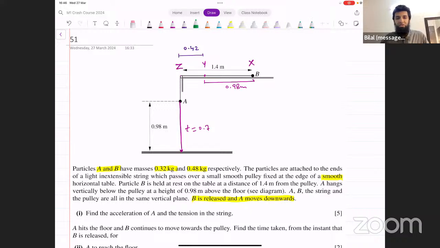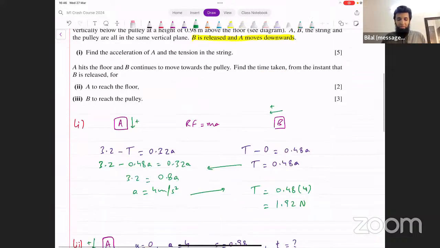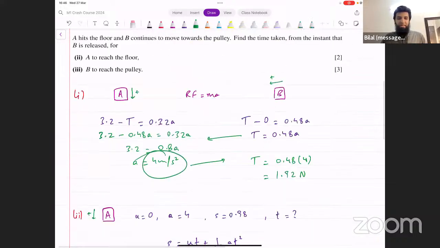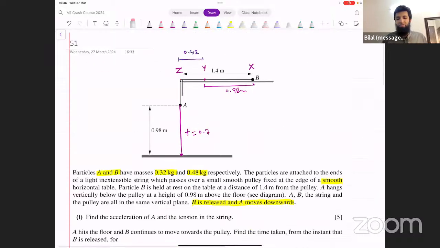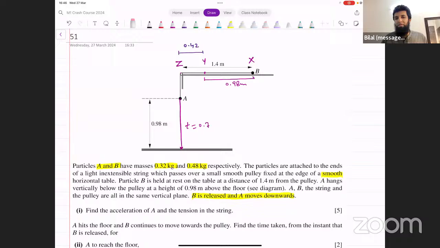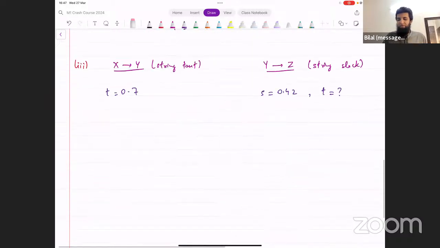No, acceleration is no longer going to be the same as before, because 4 meters per second square was the acceleration when the string was taut. When the string is no longer taut, the acceleration is not going to be 4 meters per second square anymore. It's going to be something else. So now for the second part of the journey, we only have this information for now, s equals 0.42.